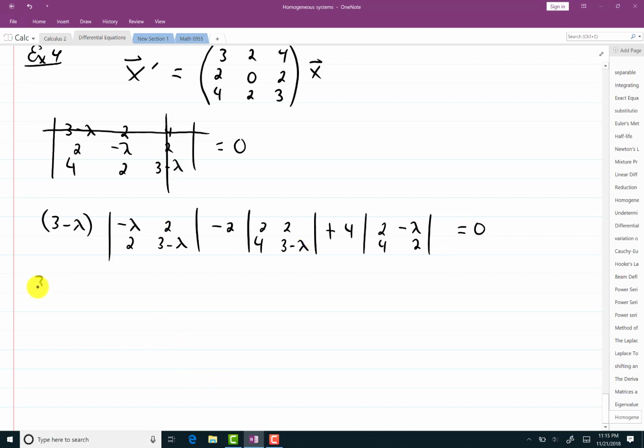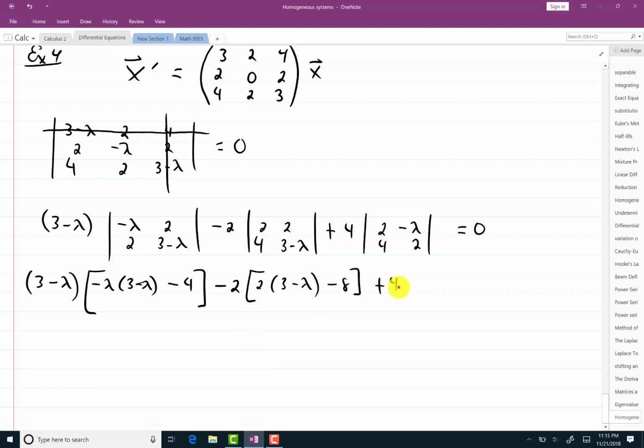So let's see what we get here. 3 minus lambda times negative lambda times 3 minus lambda minus 4. And then on the second piece I have negative 2 times 2 times 3 minus lambda minus 8. And then I have plus 4. 2 times 2 will be 4. Negative 4 times negative lambda will be plus 4 lambda.